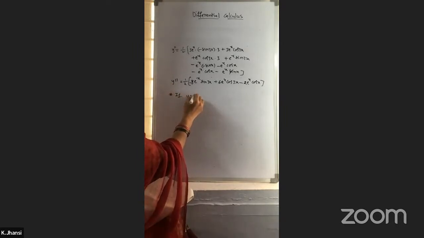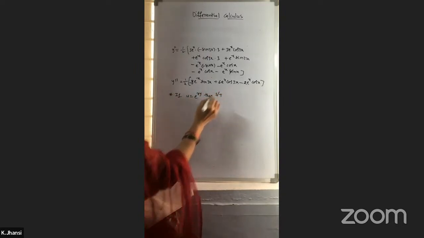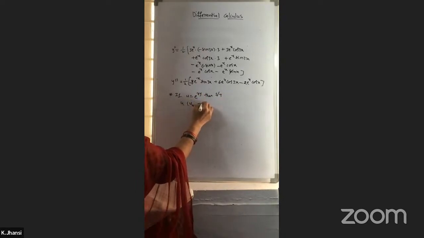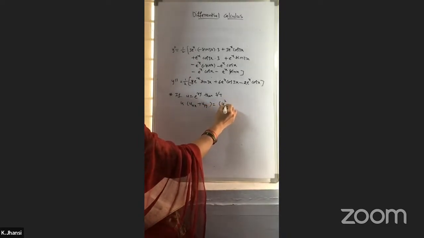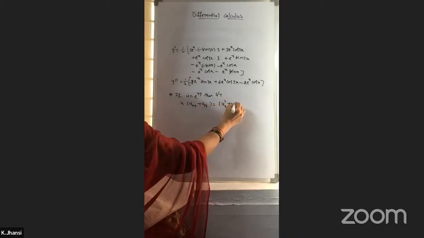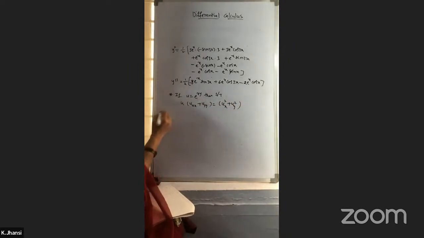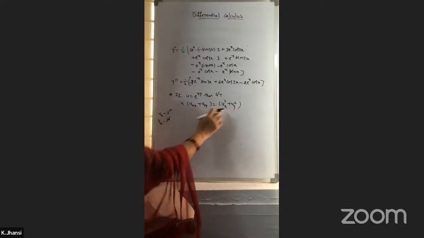If u is equal to e to the power of xy, then show that u into (uxx plus uyy) is equal to (ux square plus uy square). Okay. So here, if we write ux, this is first order. If two x's are there for the base, it is called second order. So this is second order and this is first order.